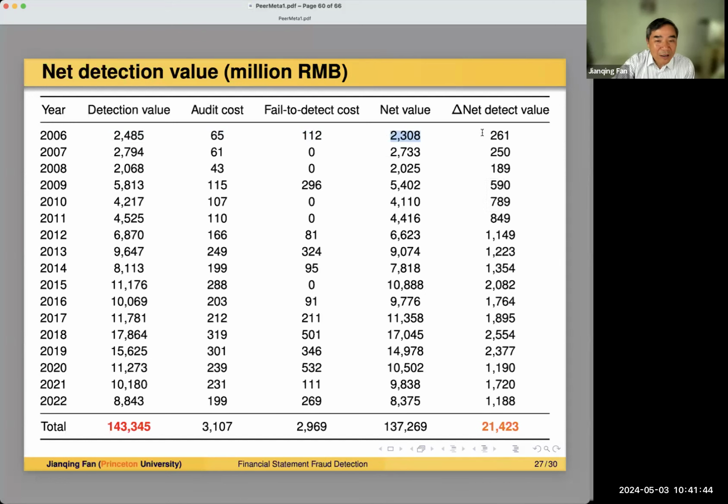If we change the scenario to 100% precision but only 90% recall, the net value would decline by 261 million. And we did that year by year. Of course, in the later years there are more firms, so those numbers are bigger. If I add them together, the net value of the algorithm is 137 billion. If I change the scenario to have more precision at the sacrifice of recall, the net value of detection is 21 billion.